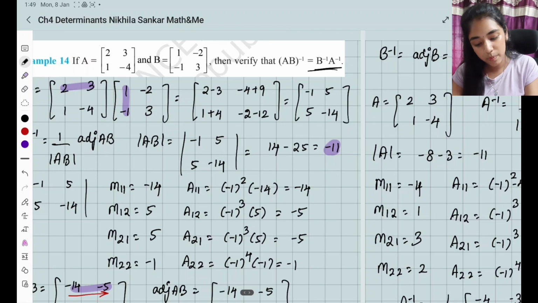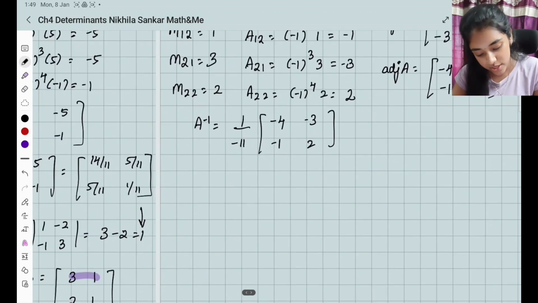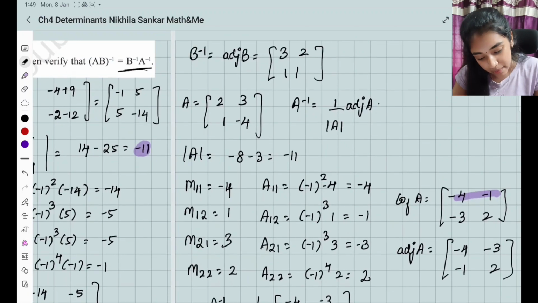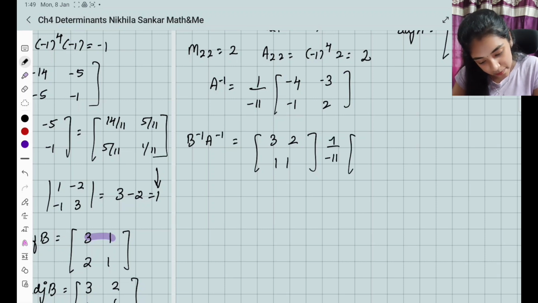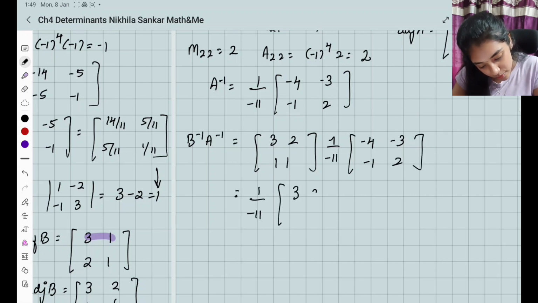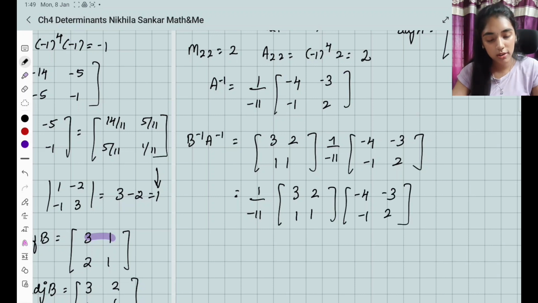I have to find B inverse into A inverse. So shall we do B inverse into A inverse? B inverse into A inverse is going to be, what is B? 3, 2, 1, 1. So I have 3, 2, 1, 1 times 1 by minus 11 times minus 4, minus 3, minus 1, 2. Here I am going to keep 1 by minus 11 outside. I'm going to multiply this first. So 3, 1, 1, minus 4, minus 3, minus 1, 2. I'm just changing the order. Okay.